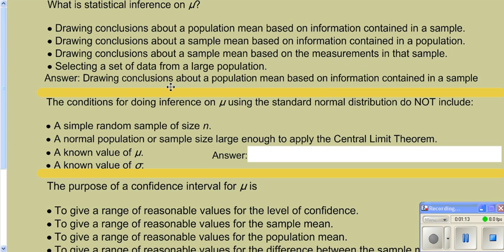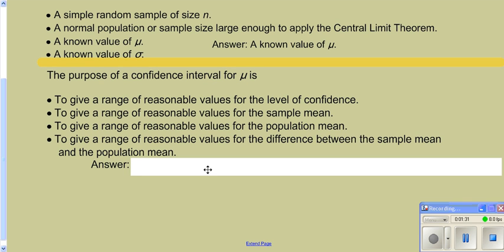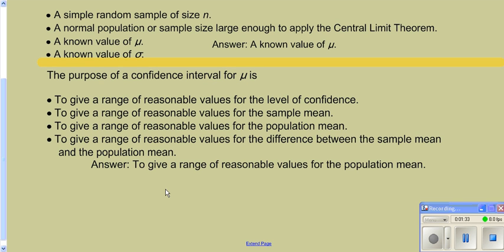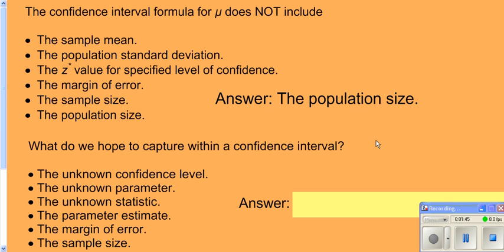Here we're trying to draw conclusions about our population mean from our sample. Now, what's not included here is our known value for our population mean. The purpose of our confidence interval is to give us a range of reasonable values for the true population mean. Now, what's not included in our formula? And that is our population size.